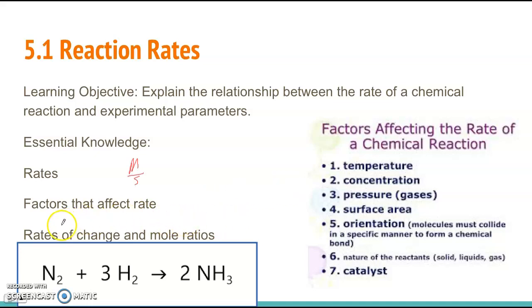And you also want to know that rates of change and mole ratios. So looking at this reaction down here, if you know the rate of consumption of N2, you could say because the coefficient 3, it's a 3 to 1 ratio, you would say that the rate of consumption of hydrogen would be 3 times faster than the rate of consumption of nitrogen. And likewise, you could say the rate of production of NH3 would be twice as fast as the rate of consumption of N2. So you can use mole ratios to make comparisons between reactants and products.